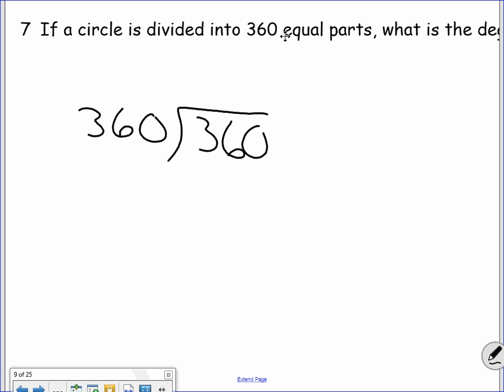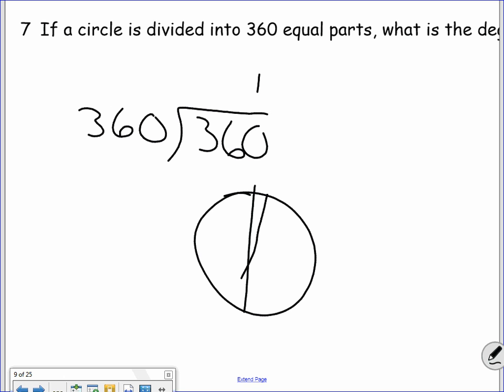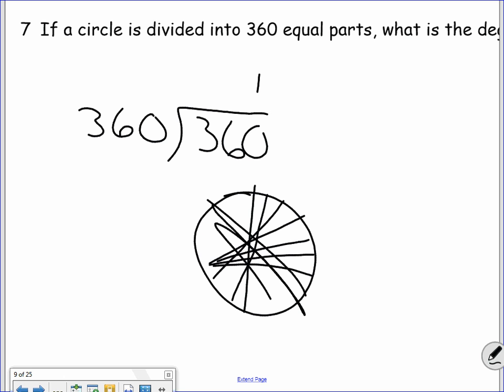It's kind of like you have 360 cupcakes at a birthday party. You invite 360 friends. Well, guess what? Everyone gets only 1. So each degree would be 1. So I would draw it, but it would look crazy. Here's my circle, and I would have to draw 360 angles. As you can tell, it would get kind of messy, okay? 360 angles would be a lot of angles. Let's keep on going here.